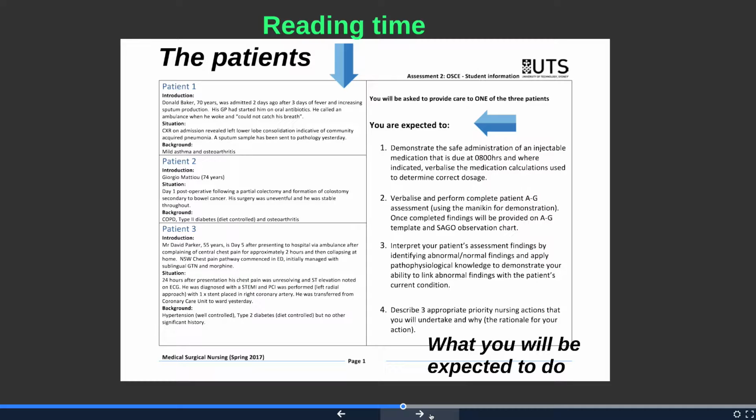The last part of the OSCE is that you have to describe 3 appropriate priority nursing actions that you will undertake and why. Remember, the nursing action is what you're going to do and how you're going to do it, and the why is the rationale for your action. So why are you going to do what you're going to do? That is what will be expected of you during your OSCE, with 30 minutes of performance time.